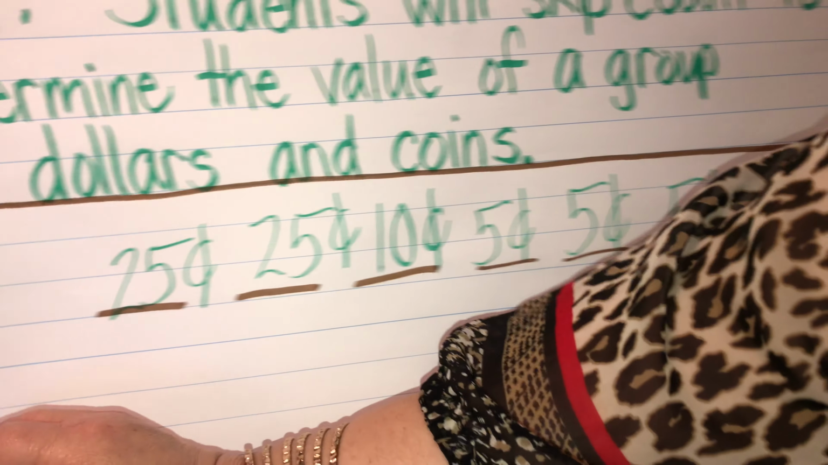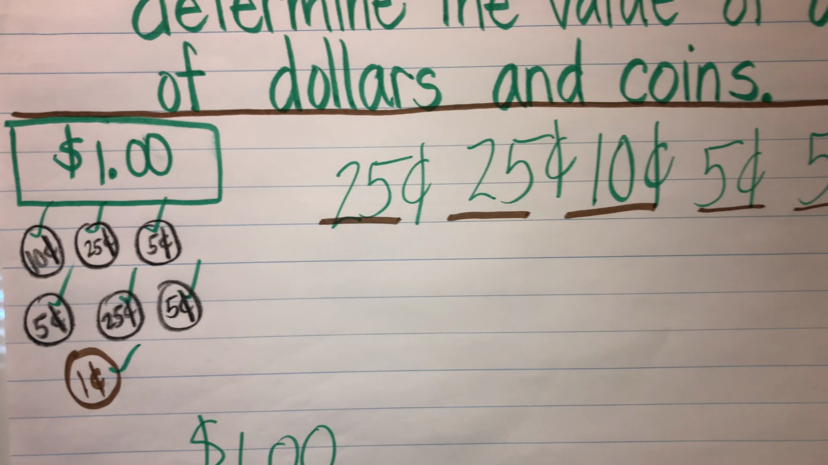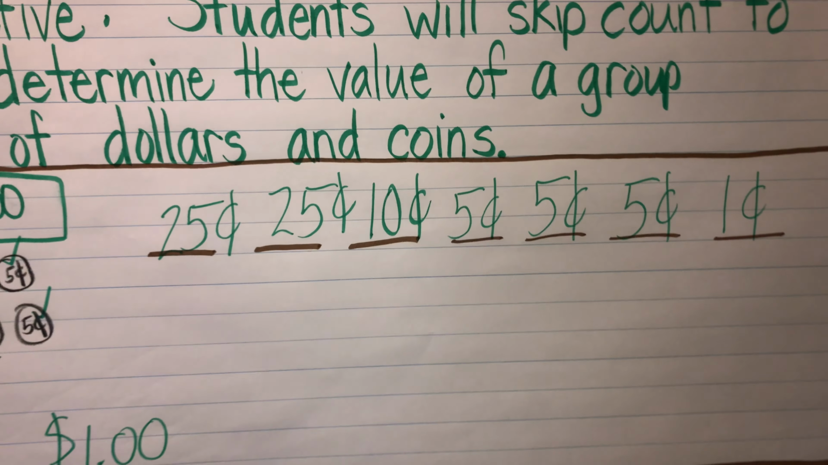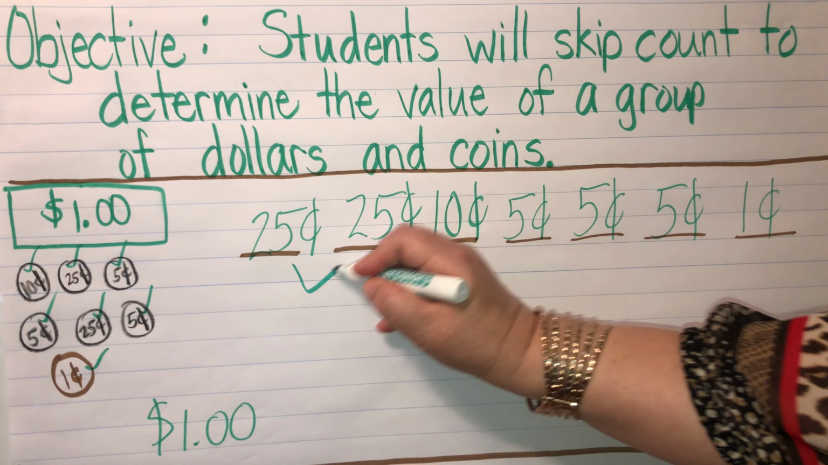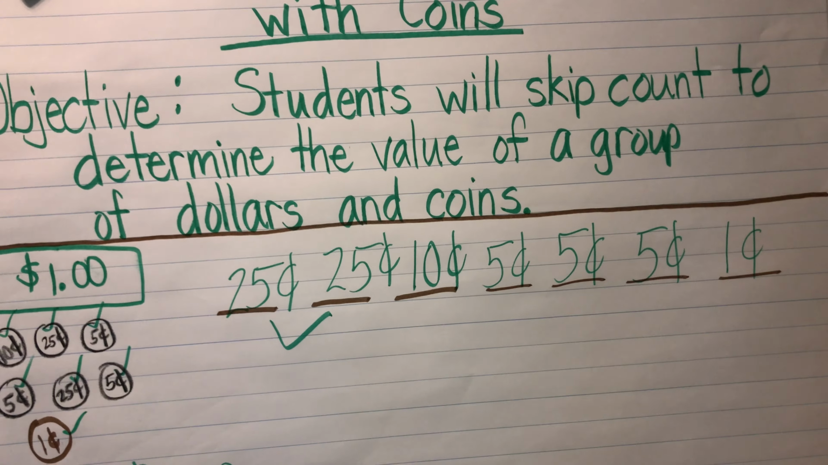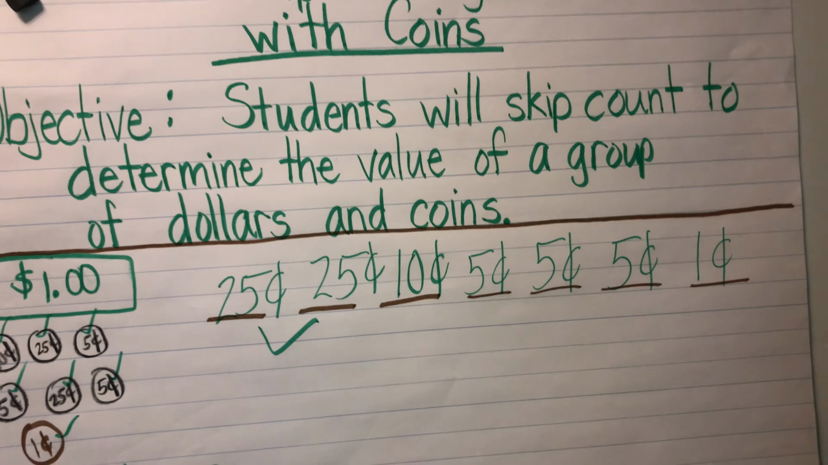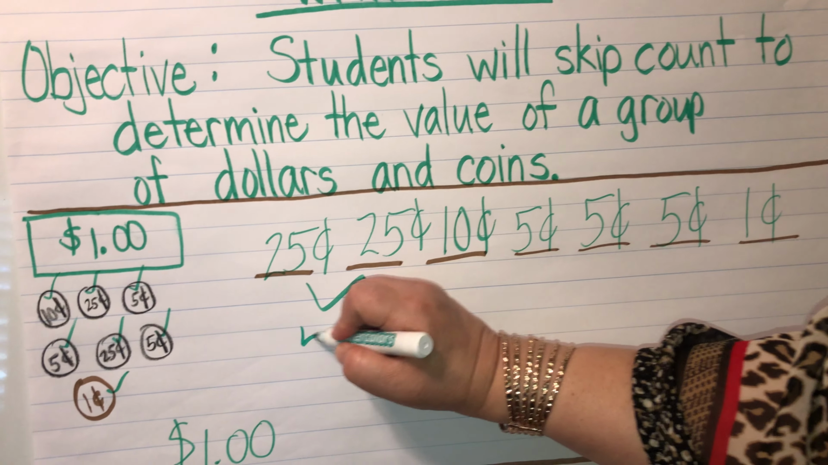1 cent. Okay, so I've already put them all in order from greatest to least value, and I'm ready to begin adding them up. So if I have 2 quarters, I have 50 cents. You got it.